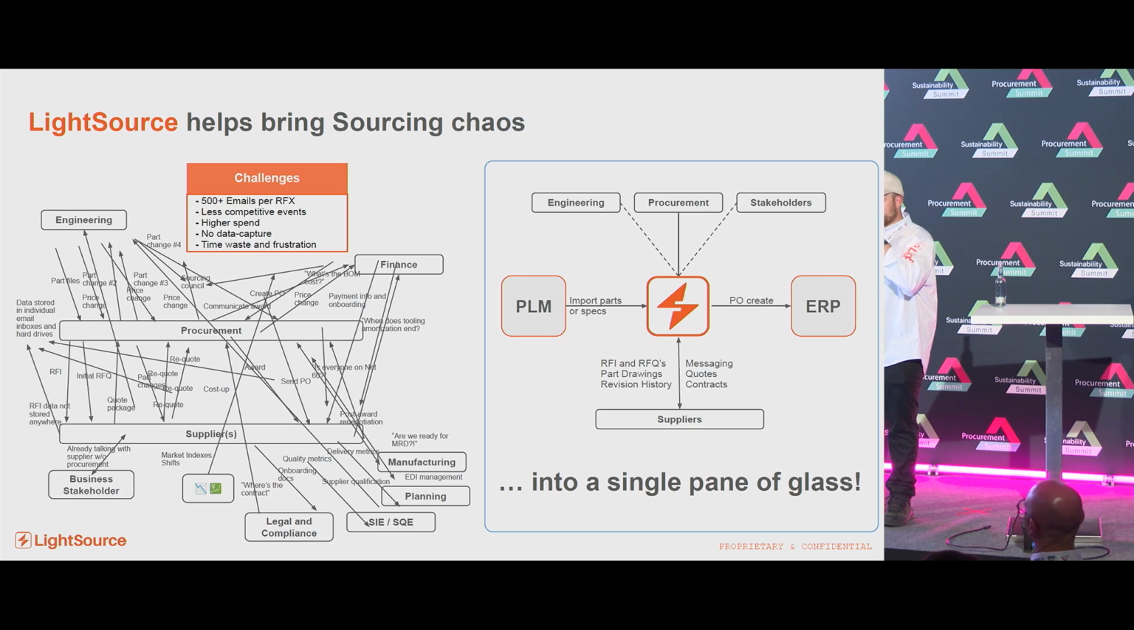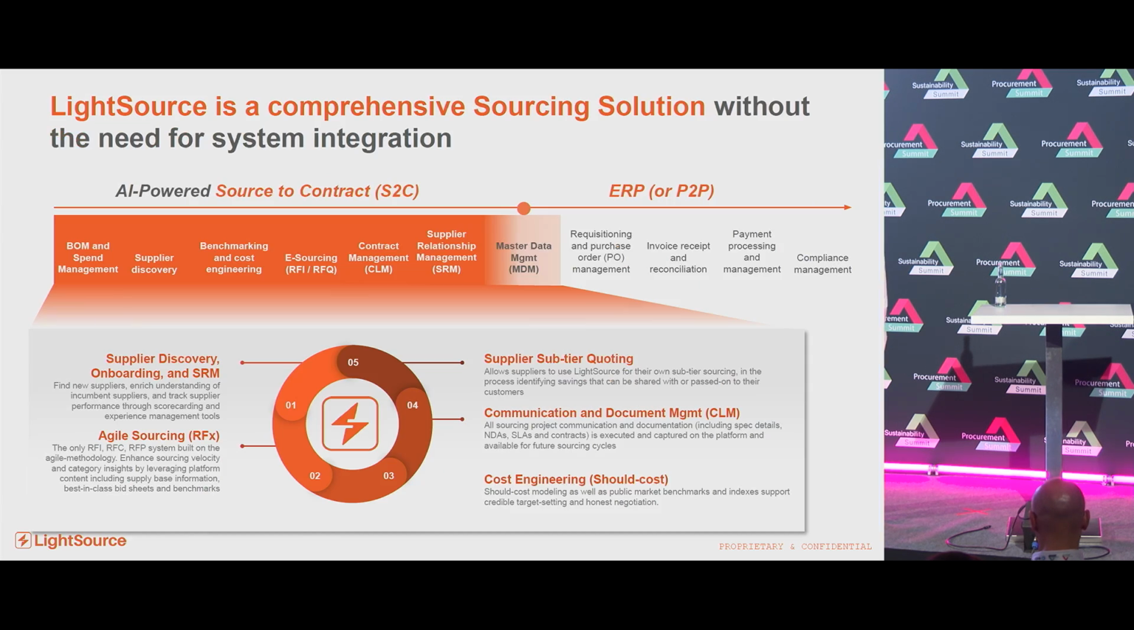Finance gets involved, manufacturing gets involved, stakeholders get involved. Long story short, it is 500 to 2,000 emails just to figure out who's the right supplier at what price, and is that price fair? We say, let's bring this into a single pane of glass, which is Lightsource, pull in the requirements and specs directly from the PLM, do all the supplier interaction in one place, and then when we're done, push out the pricing to the ERP for purchase order creation.